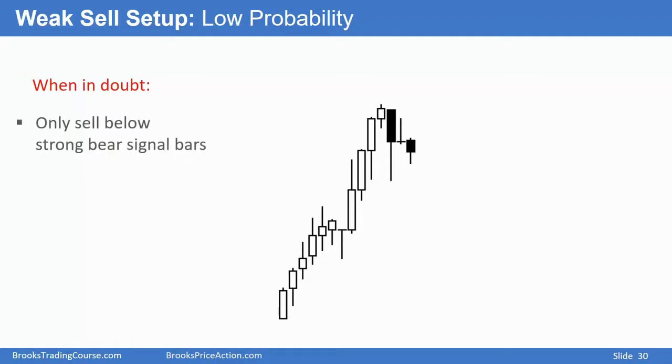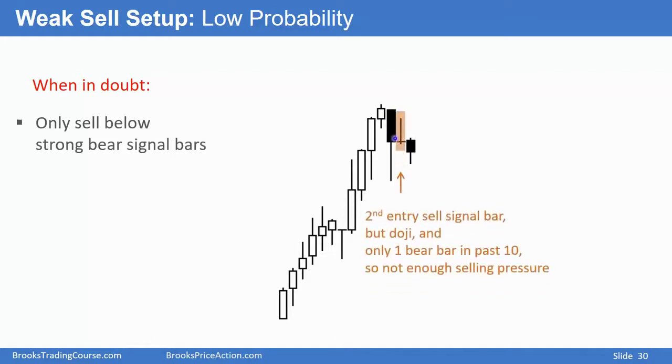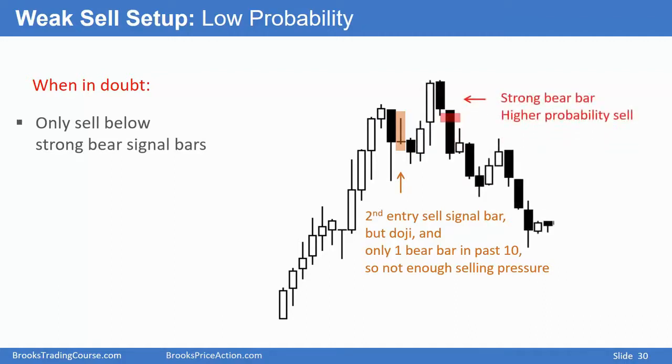If you're in doubt, it's better not to sell below weak sell signal bars like this bull bar or this doji. There's just not enough selling pressure, only 1 bear bar in the past 10 bars. Chances are the best the bears get is sideways, and that will get another leg up. And we got it. And look what happened. We got the second leg up.